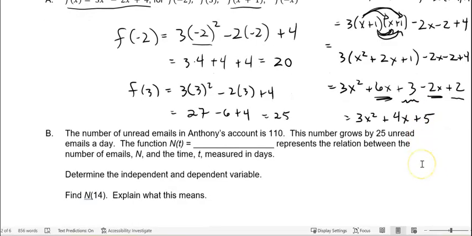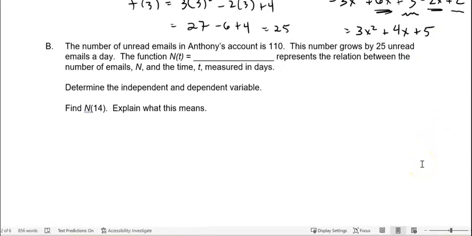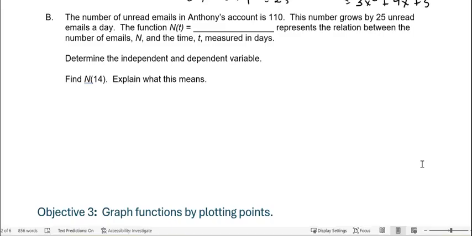All right. More on functions applications. We always want to apply the math that we're doing. The number of unread emails in Anthony's account is 110. The number grows by 25 a day. So he's starting with 110 and 25 per day, or 25 times t would be how I write that function out, right? After 1 day, he's got the original 110 plus 25. After 2 days, 2 times 25 is 50. He'd have 160, and so on.